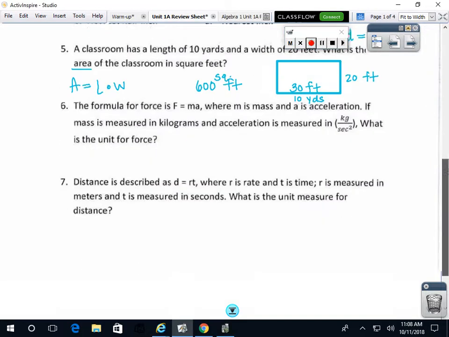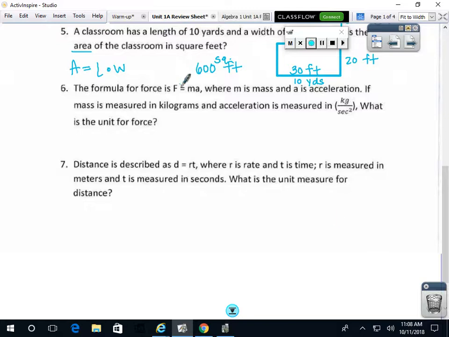Number 6. The formula for force is F equals ma, which is force equals mass times acceleration. So I'm going to write that down here. If mass is measured in kilograms and acceleration is measured in kilograms per second squared, what is the unit for force? Well, all they're wanting you to do is replace the m and the a with what they're measured in. Mass is measured in kilograms. Acceleration is measured in kilograms per second squared.